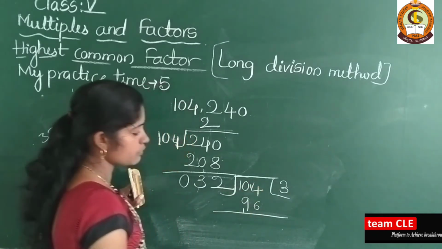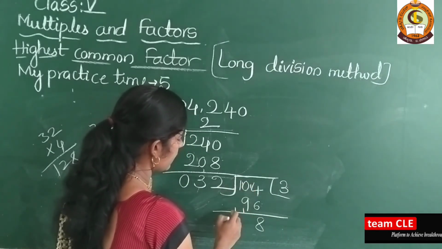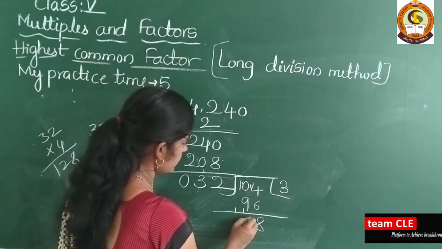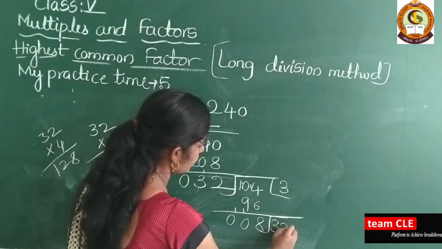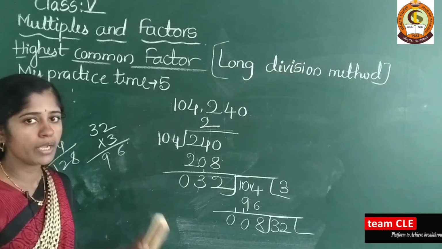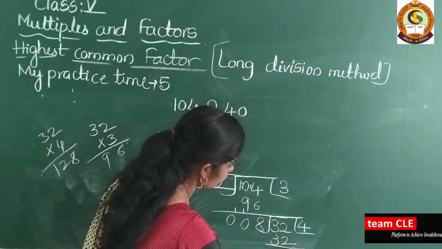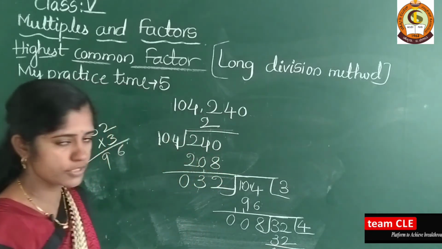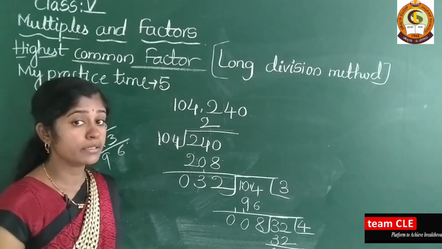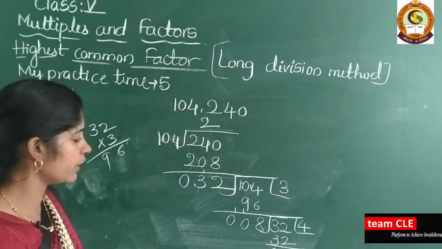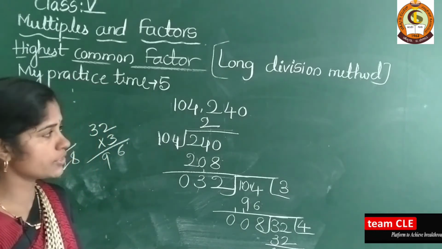Take carry, it becomes 14. 14 minus 6 is 8. Again you take carry, it becomes 10. 10 minus 10 is 0. 1 minus 1 is 0. Again you take here 32. 8, how much are 32? 8 4s are 32. 2 minus 2 is 0. 3 minus 3 is 0. Then tell me, what is the HCF of 104 and 240? The HCF of 104 and 240 is 8 because I got the remainder as 0.